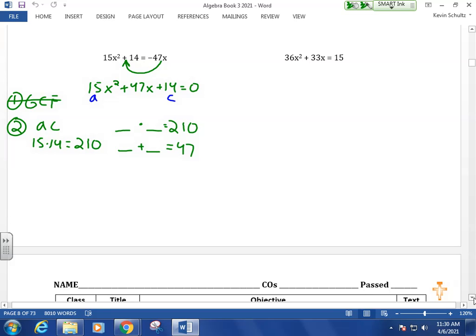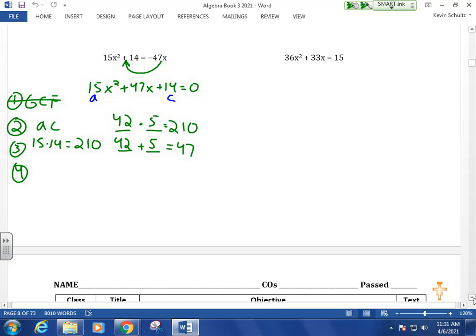Now, 210 is not really a number that you work with often, so it might just be listing all the factor pairs, seeing what works. You might get lucky. Olivia? 42 and 5. 42 times 5 is 210. 42 plus 5 is 47. Okay. Now on step 4, because that was kind of step 2 and 3 together. Step 4, putting it all together.